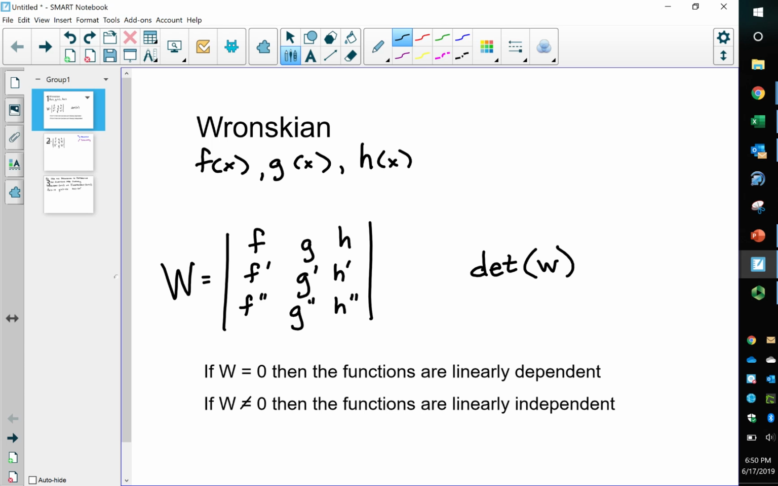So if W is equal to 0, then the functions are linearly dependent. If the determinant, sorry, is not equal to 0, then the functions are linearly independent. So we're looking for this value that comes out of this 3 by 3 determinant.